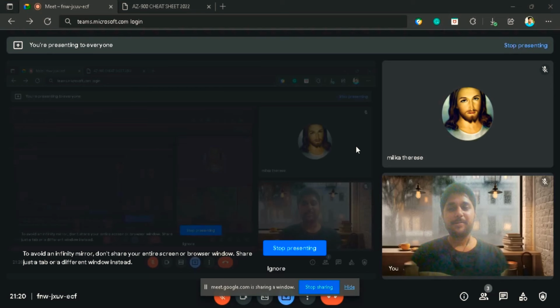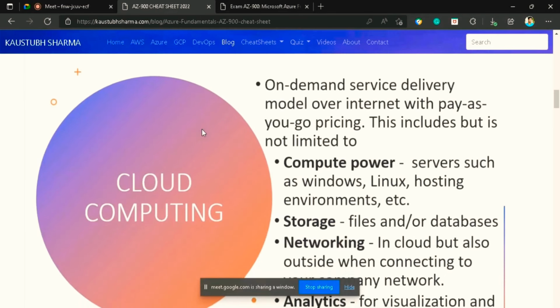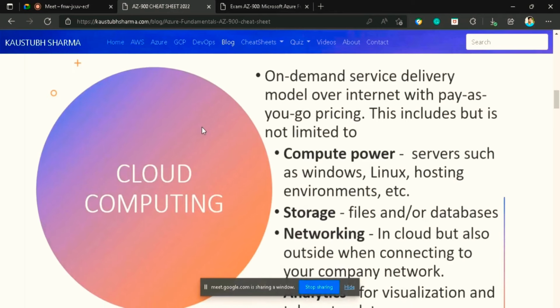Hi Milka. Yeah, Kaustubh. Hi all, I am Milka Teres. I am working as an application development analyst at Accenture. I have experience in PHP and Vue. I want to upskill to the cloud, so that's why I am attending this course. I am very much excited to learn this. Yeah, same here. So I guess without any further delay, we can start.